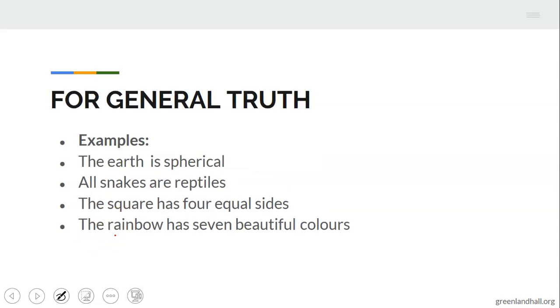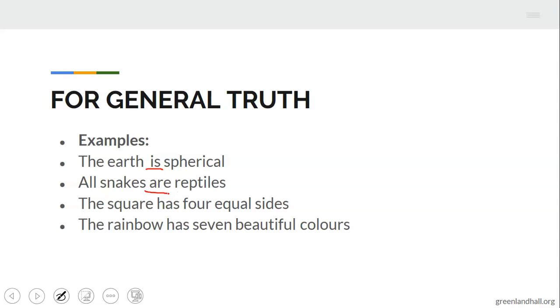We use this for general truth as well. Don't forget I told you in the chat that general truth is what is obtainable, that everyone has agreed and come to accept as being the truth. Example, the earth is spherical, is the general truth. The is tells us about the simple present tense there. All snakes are reptiles. We all know that all snakes are reptiles. That are tells us it's the simple present tense.